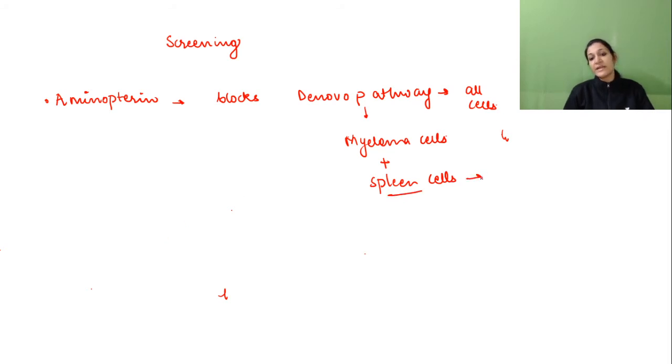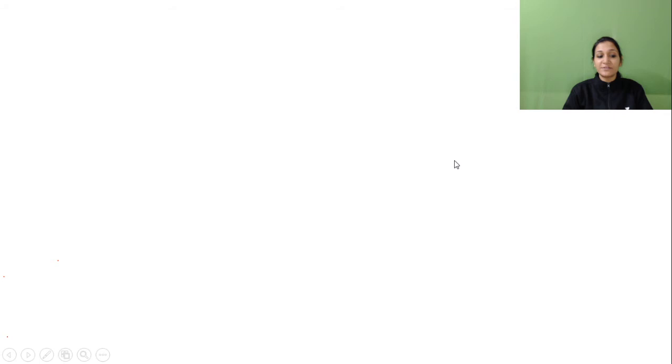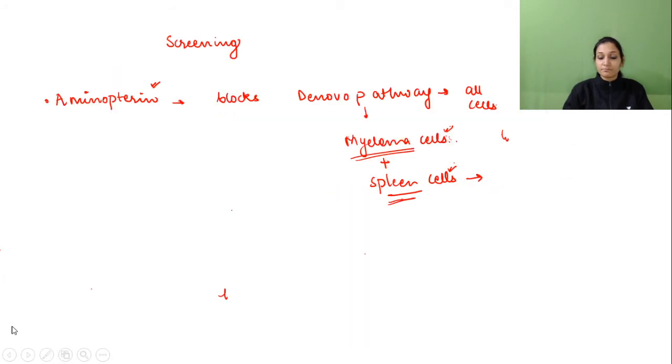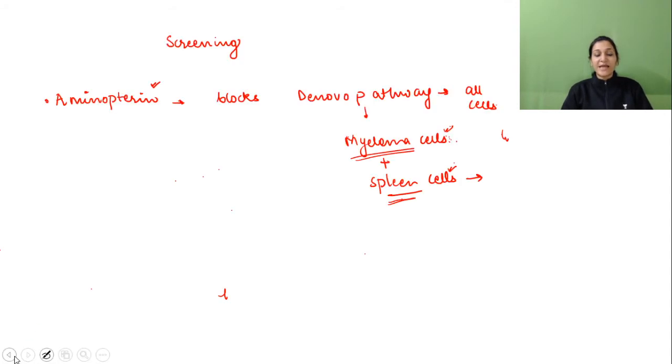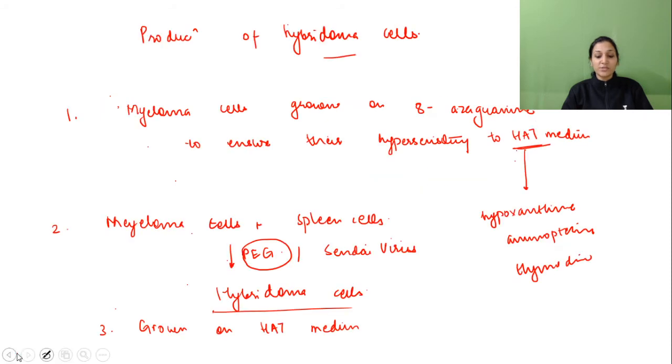So the spleen cell already has a damaged salvage pathway, and the de novo pathway cannot take place in the spleen cell because of aminopterin. And myeloma cells, they are fluent in the salvage pathway, so both of them won't be doing the de novo pathway. Myeloma is having a damaged salvage pathway, but spleen cells have a live salvage pathway, right? So all of these cells have to utilize the salvage pathway. Without the salvage pathway, they cannot actually survive. They have to utilize the salvage pathway for nucleotide synthesis in the presence of hypoxanthine.